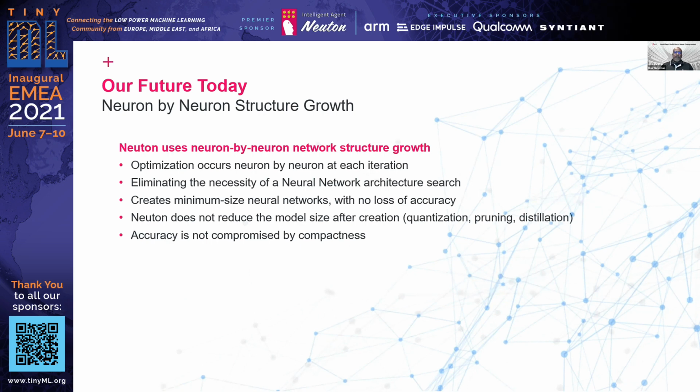So as I mentioned, we eliminate the necessity to perform any network architecture searches that you may typically do today. Our optimization occurs neuron by neuron as we build the model. And we ultimately don't require quantization, pruning, or distillation, which allows us to not compromise accuracy along the way.